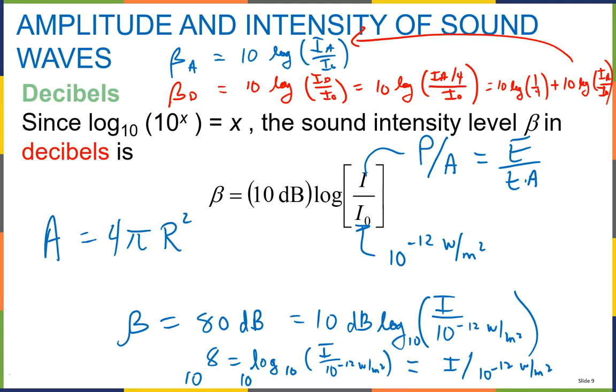But log of 1/4 is negative. Log of 1/4 is equal to minus log of 4. Multiply that by 10, and we have minus 6.02 plus the intensity level of Aaliyah. Log of 4 is 0.602, multiplied by 10 you get 6.02, minus because it's 1/4, not 4.